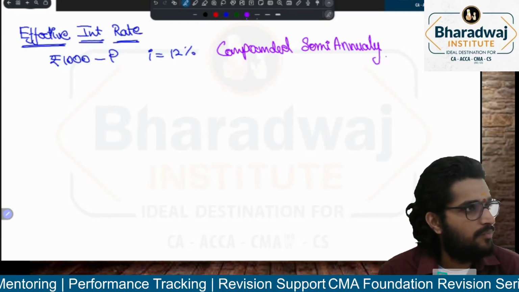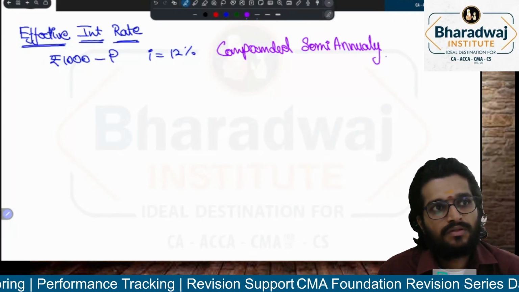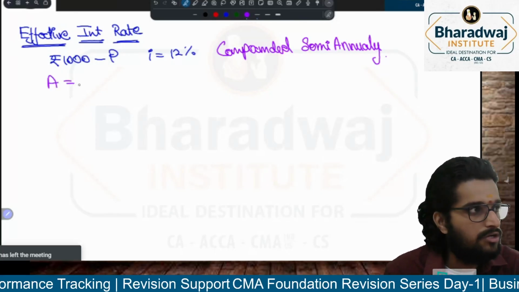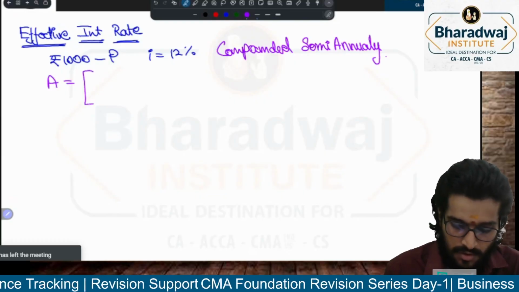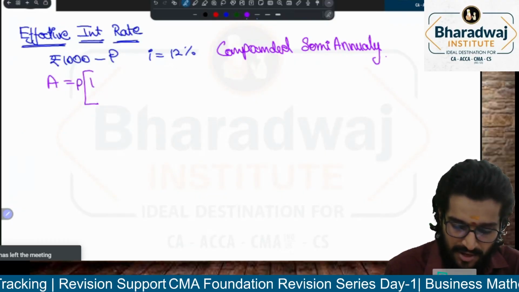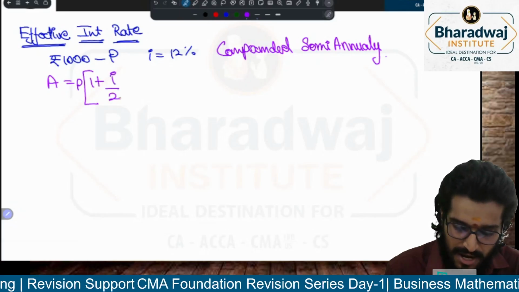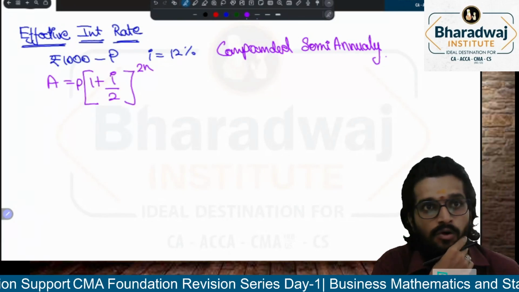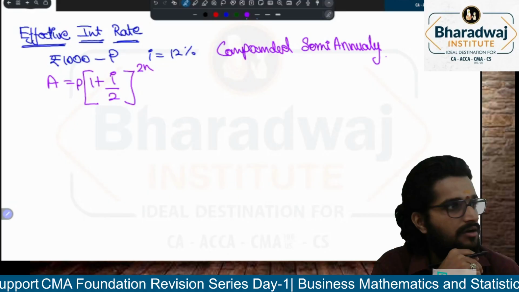In this scenario, what can be the formula for amount? It will be equal to principal multiplied with (1 plus I by 2) power 2n, right? (1 plus I by 2) power 2n.